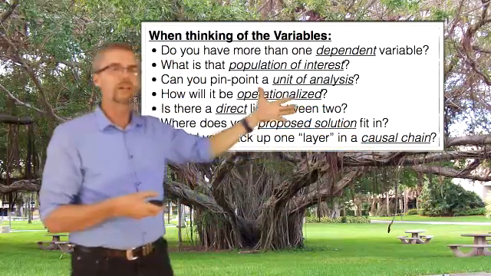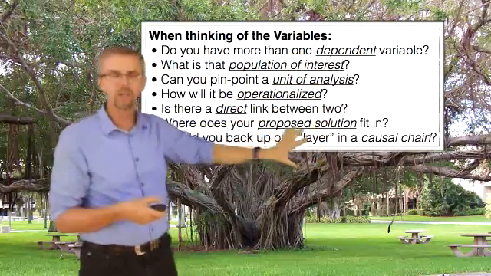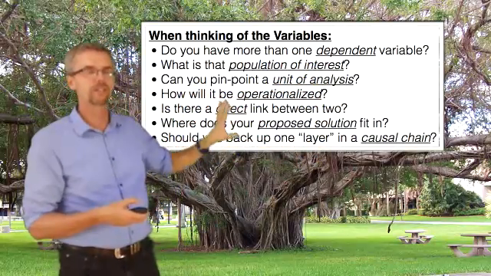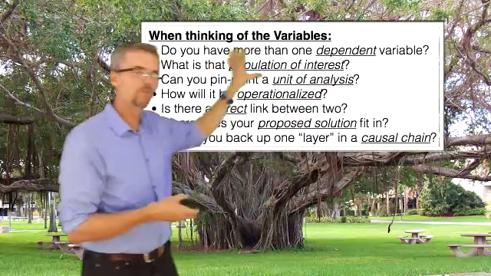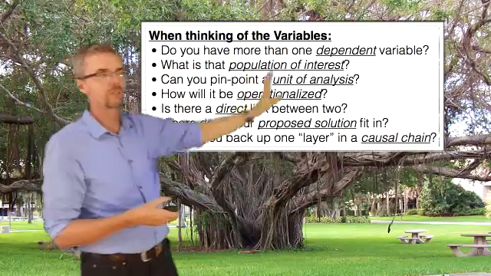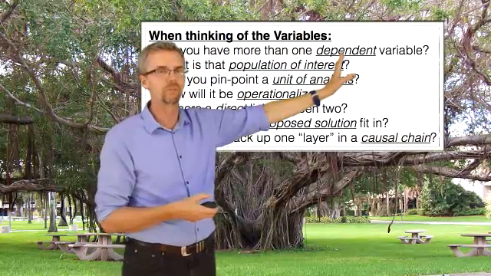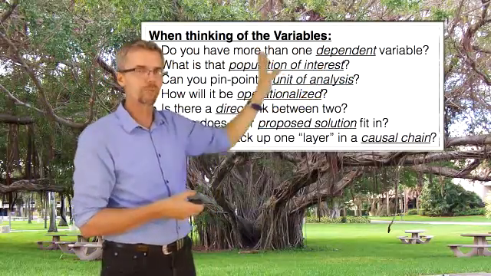And that's where this model comes in. This model actually helps you operationalize it. Is it an intervening variable? Is there a direct link between the two variables that you've mentioned, or is there something in the middle there that's going to interfere with your research? If there is, you can't operationalize it.